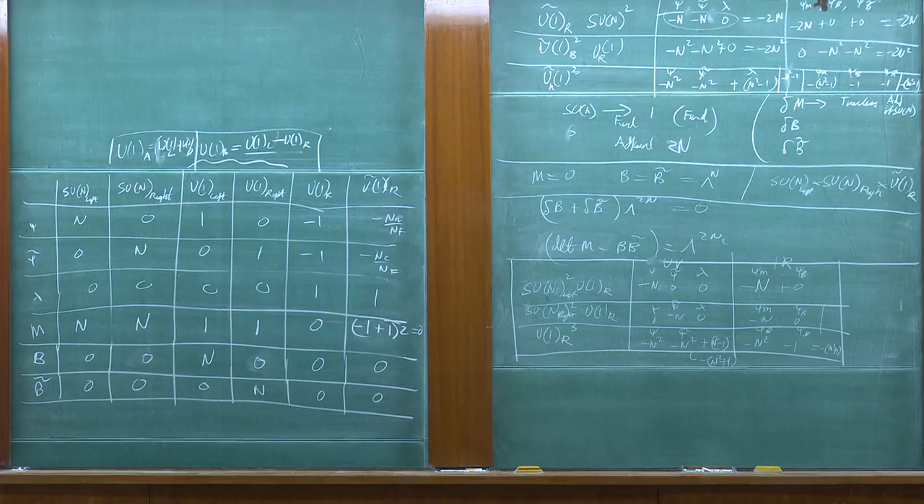Now this kind of charge is what people call a one-form symmetry. Now instead of a one-dimensional charged object, you can imagine a two-dimensional charged object, and so on. There's no end to this game.